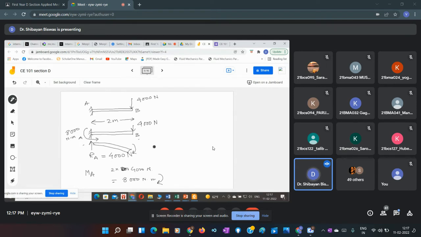But we are interested here in finding the shear force and the bending moment for this beam. How will we do that? Suppose we assume a section here. This is our 4,000 Newton. Here also 4,000 Newton will act. Here an anti-clockwise resisting moment of 8,000 Newton meter will act. Now we have considered a section, say XX, at a distance X.